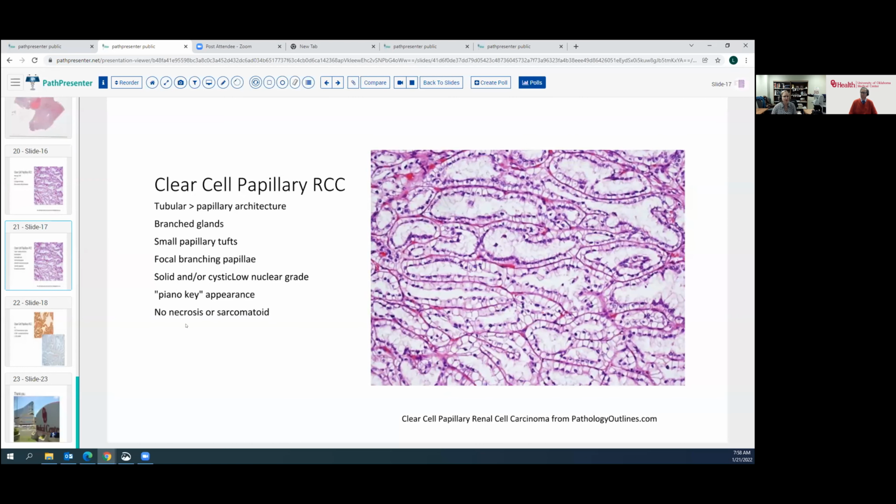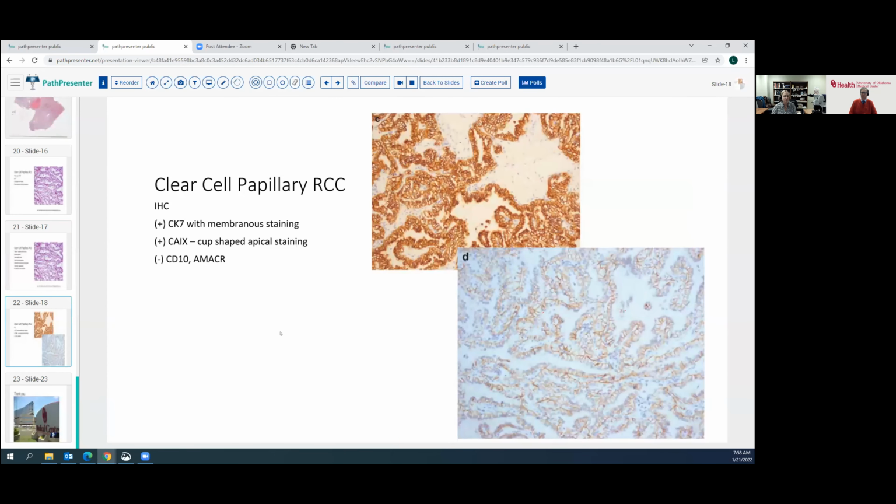There's definitely no necrosis, no sarcomatoid differentiation. When you stain these tumors, they're going to be positive for CK7 with membranous staining. So if you see, it's got a very nice membranous stain. And the carbonic anhydrase 9 will have this nice basolateral cup-like staining with loss of the apical portion of the tumor. So with these two staining patterns, it's very easy to classify this as a clear cell papillary renal cell carcinoma, and these patients do really well. So it's really important that we recognize them.